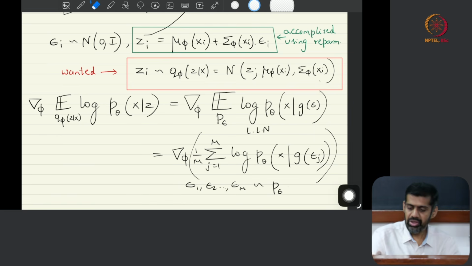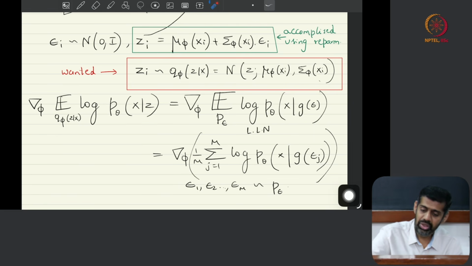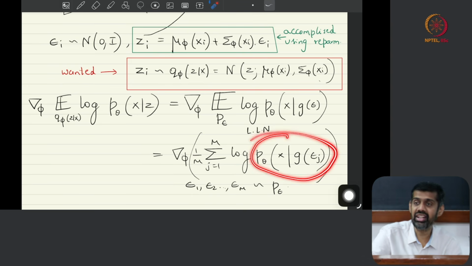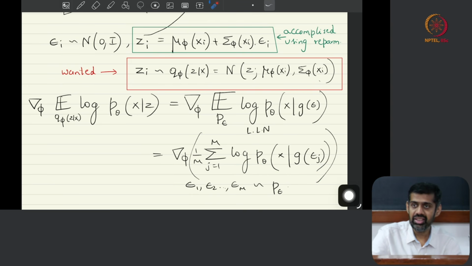Okay. Do you understand what this is? See, there is one missing piece. I have still not told you how to compute log of p theta x given g epsilon. I will tell you that in a while. Assume that somehow we get this at the output of the decoder network, and I will tell you how to compute this in a while. But is this expression clear so far? What's happening? Any questions here?